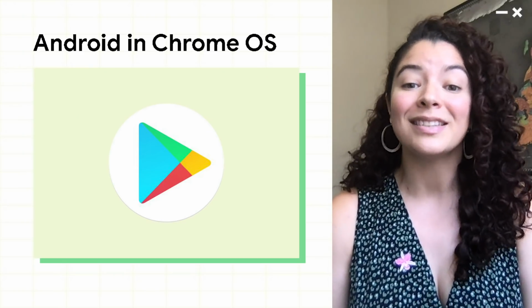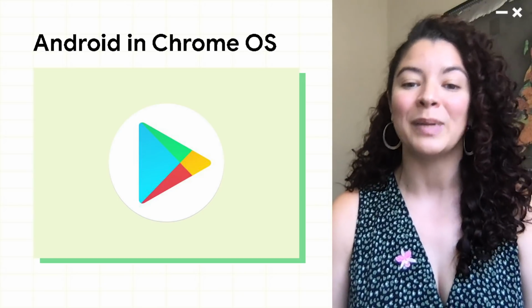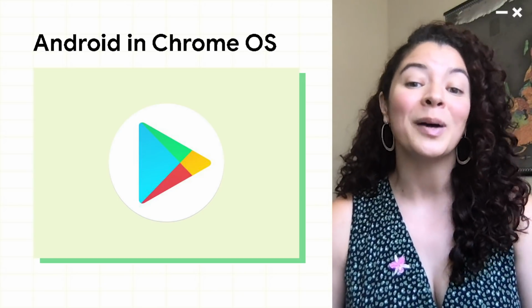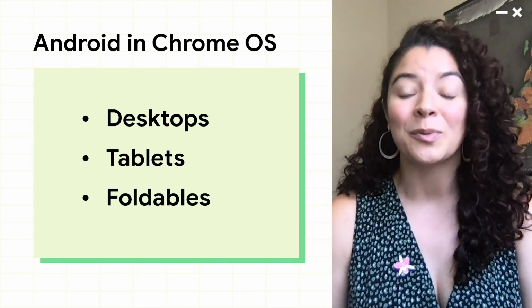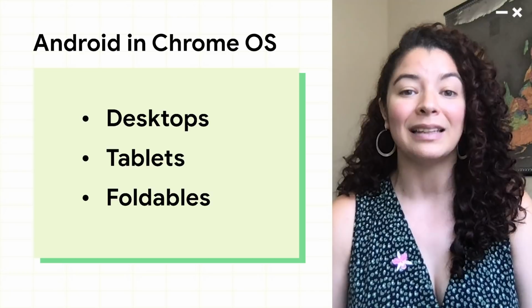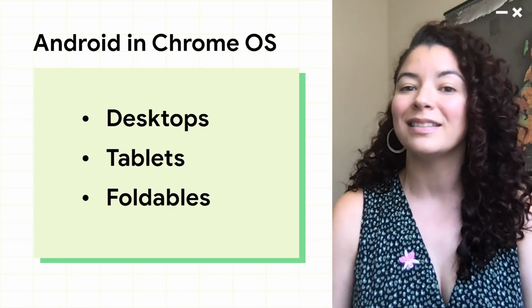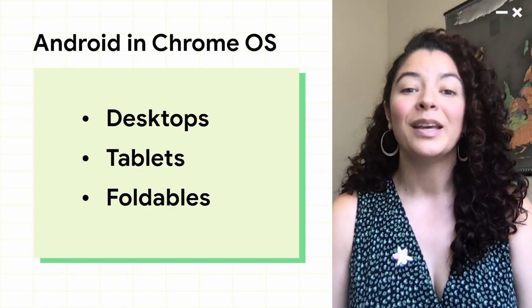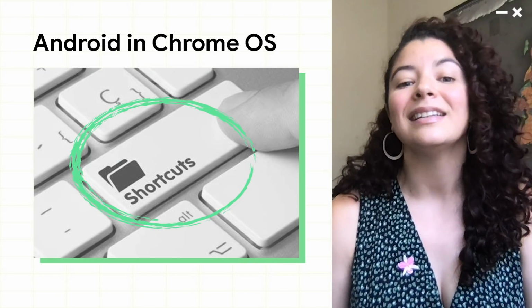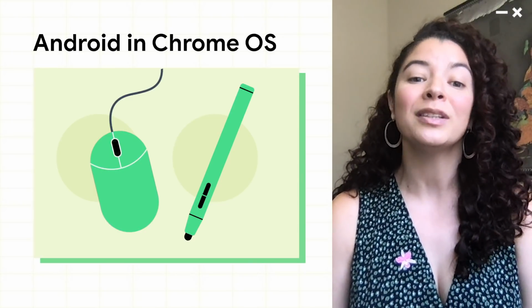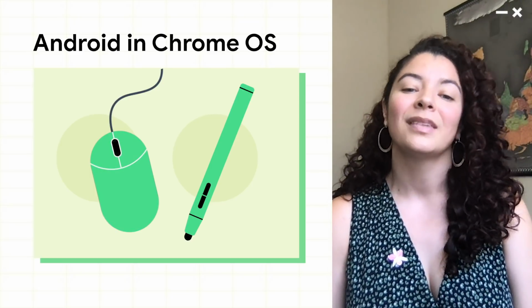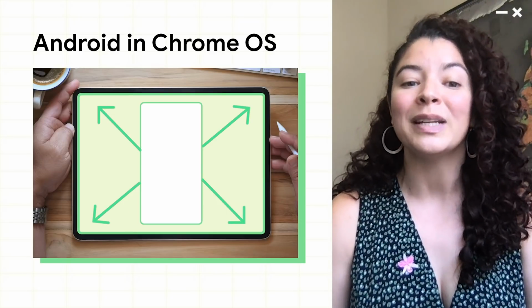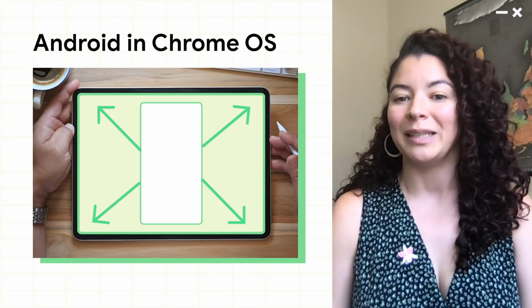Users can already install Android apps on Chromebooks using the Play Store, but you will want to add improvements for those users. These optimizations will help not only with desktop-like devices, but also tablets and foldables. You will want to implement things like keyboard shortcuts and make sure that your app is usable with a mouse or a stylus. You will want to make use of the real estate that comes with a large screen.